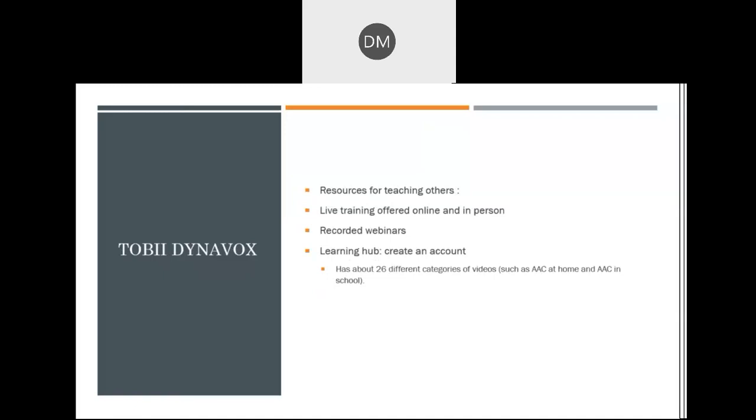And the interesting thing about Tobii Dynavox is they have a Learning Hub, which you create an account for, and then you'll have access to all of their learning materials. It has about 26 different categories. Some of those categories are AAC at home, AAC in school, and curriculum partners. It's not just videos. Some of them are videos, some of them are articles, and some of them I believe are podcasts. So there are different types of resources for education found within the Learning Hub.